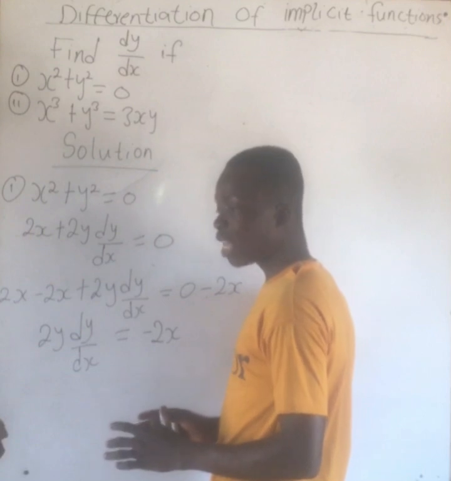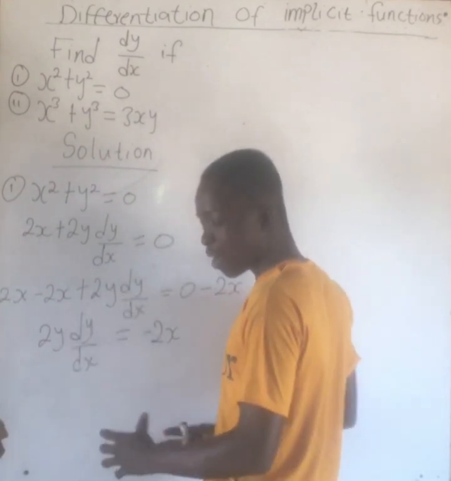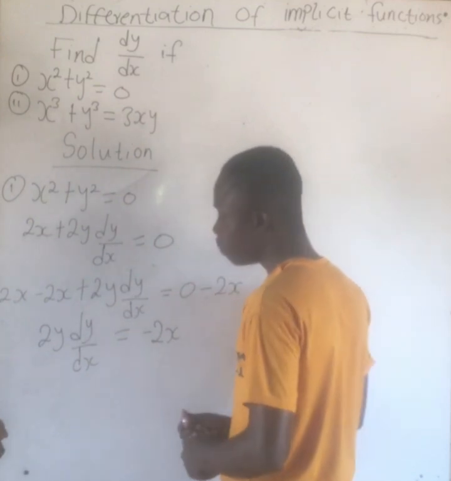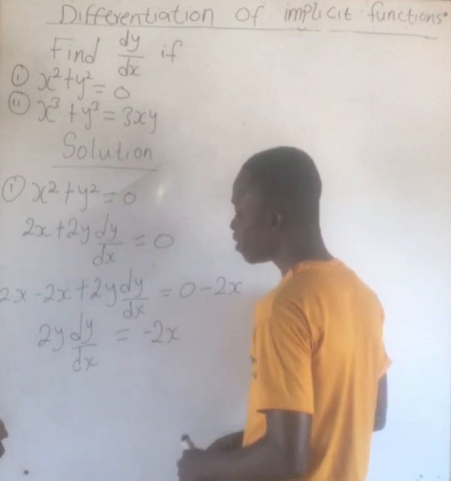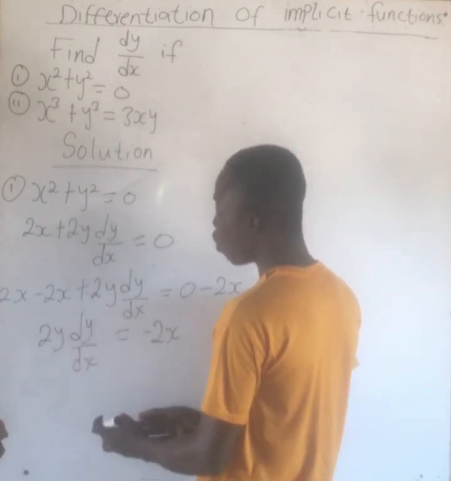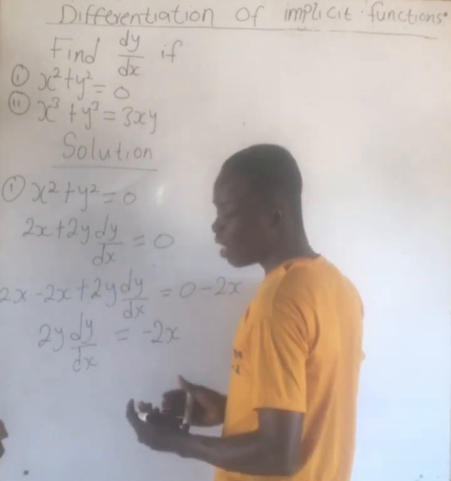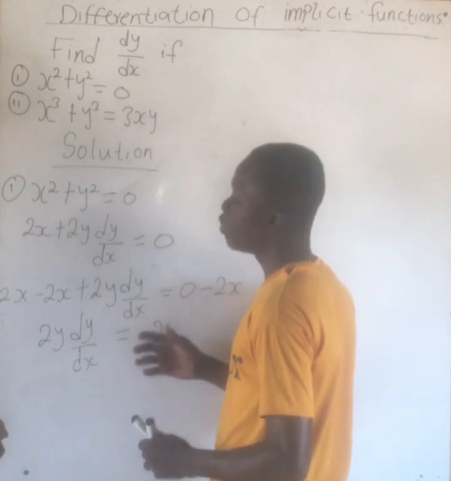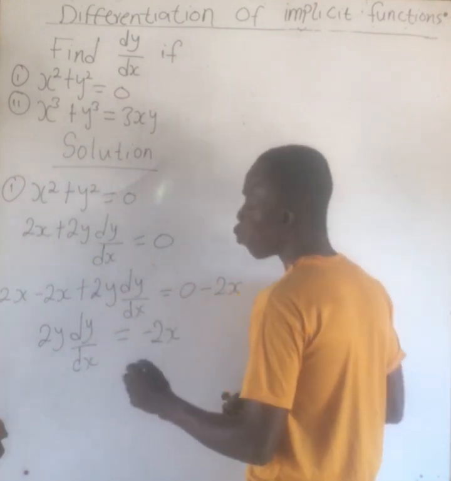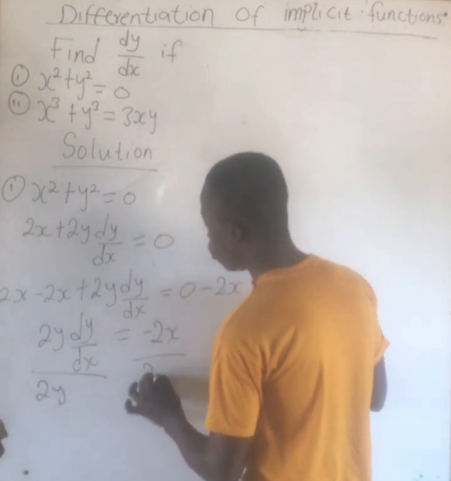As I told you earlier, I'm here to make you understand the simple trick, the details behind all those carry across things. Alright, so we now have 2y dy over dx equal to minus 2x. When we want to find dy over dx, here we apply change of subject. If you don't understand change of subject, I'll be uploading videos on that very soon, so you can watch those to understand very well. So we divide all by 2y, here to 2y.